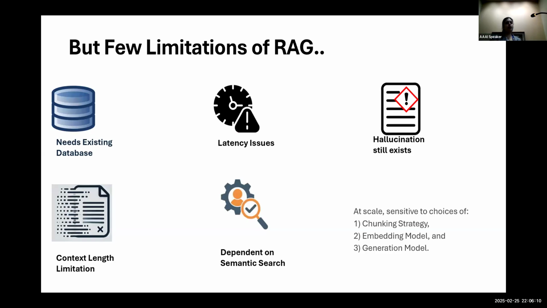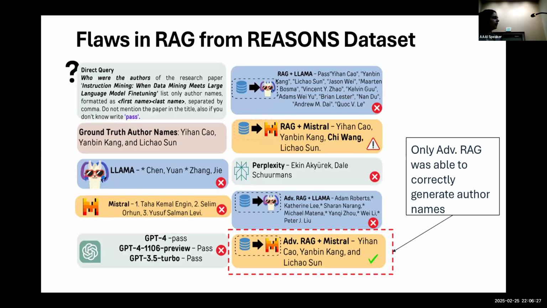But there are a few limitations with this approach: it needs an existing database, it has latency issues, and hallucination still exists. There is a limitation of context length in the models which we are using, and it's dependent on the semantic search.